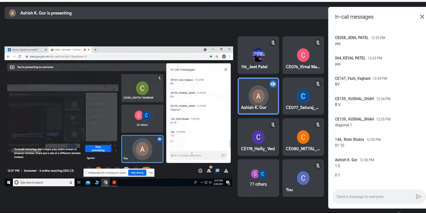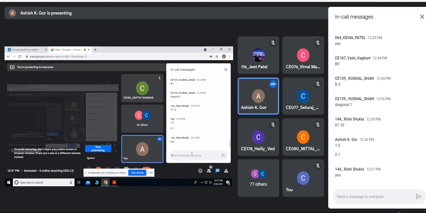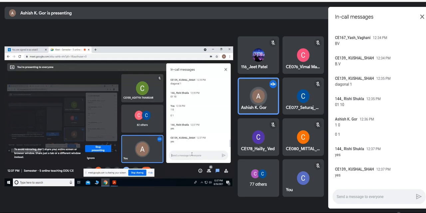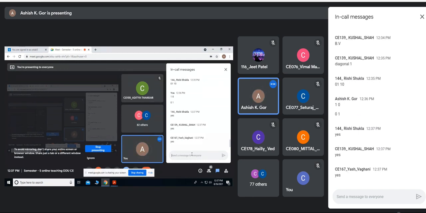Are you observing this with me or not? Kushal, Yash, Rishi? Yes. Priyank? Getting this?